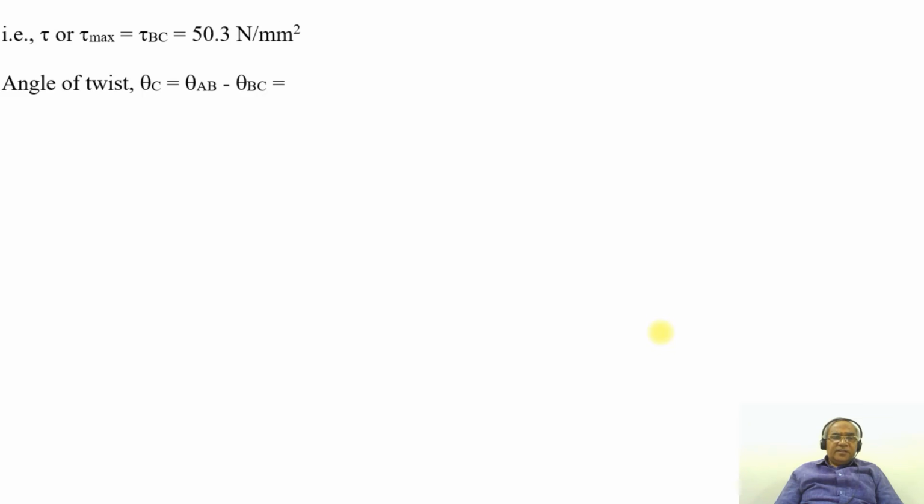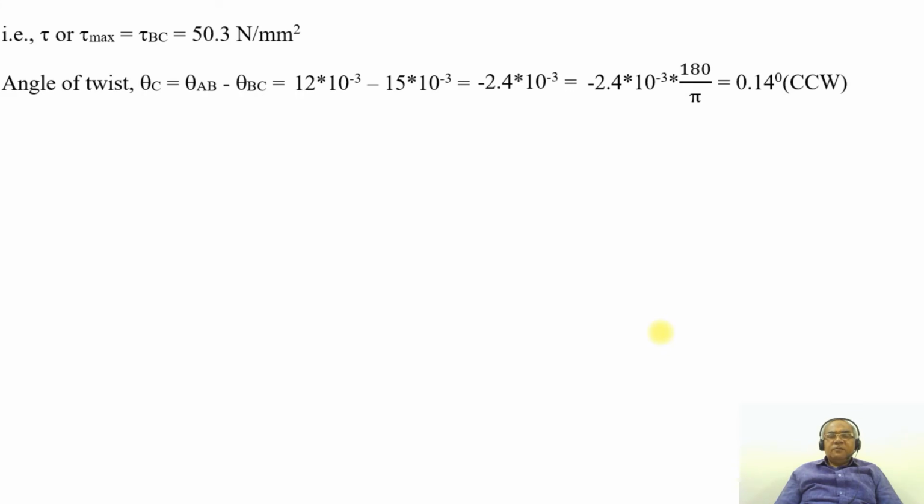So therefore, the angle of twist theta C will be equal to theta AB minus theta BC, which is 12 into 10 to the power of minus 3 minus 15 into 10 to the power of minus 3. On simplification, you are going to get minus 2.4 into 10 to the power of minus 3, which will be equal to minus 2.4 into 10 to the power of minus 3 into 180 degree by pi, because you have to convert this radians into degrees, which will be equal to minus 0.14, that is 0.14 degrees, in the counterclockwise direction because the value is negative.